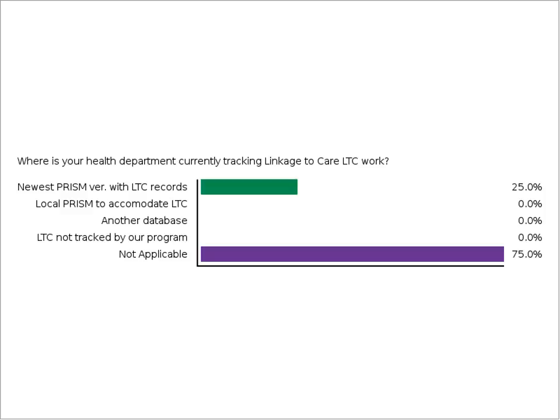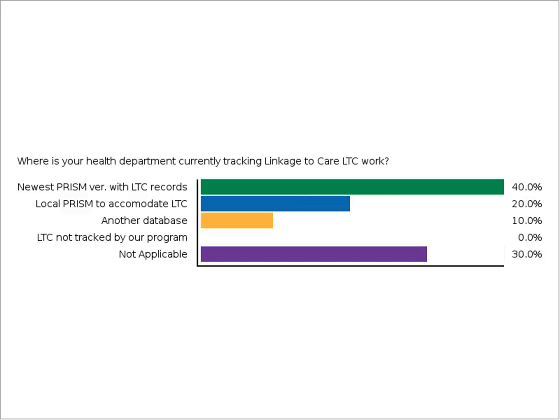The responses are: you're using the newest PRISM version with linkage to care records; you're doing a locally developed PRISM adaptation to accommodate linkage to care; you're using another database to track linkage to care; or you're not tracking linkage to care or not applicable. So just take a second to mark your response, and we'll see where we're at.